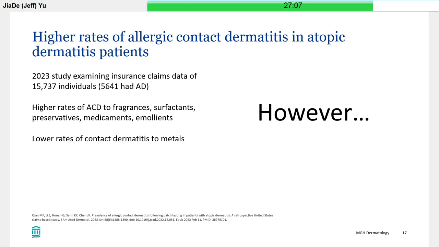We see that higher rates of allergic contact dermatitis are seen in atopic dermatitis patients in one of the studies done in 2023, so very recently in the United States, looking at healthcare claims data of over 15,000 individuals, about a third of whom had atopic dermatitis. They found that that population had higher rates of allergic contact dermatitis to different types of fragrances, surfactants, preservatives, medications, as well as emollients, and they had lower rates of contact dermatitis to metals.